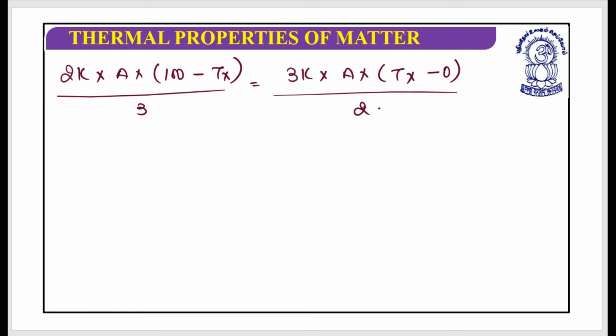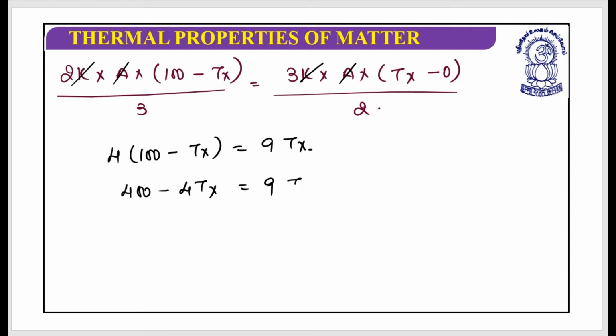So this k and k has gone, this A and A has gone. This is 2 2s are 4 into 100 minus Tx, equals to 3 3s are 9 into Tx, because this is Tx minus 0. So this is 400 minus 4Tx is equals to 9Tx, and this is 400 is equals to 4 plus 9, this is 13Tx. So this Tx is equals to 400 divided by 13 degrees Celsius.